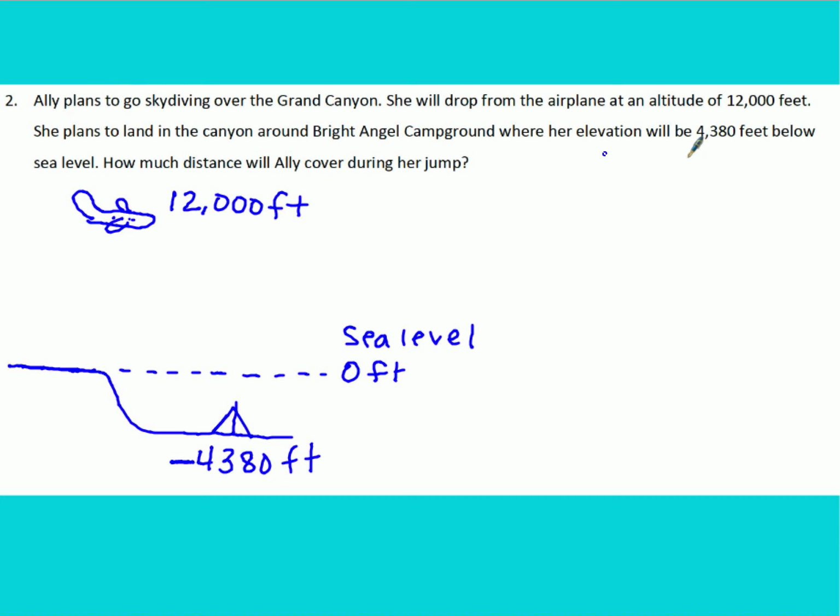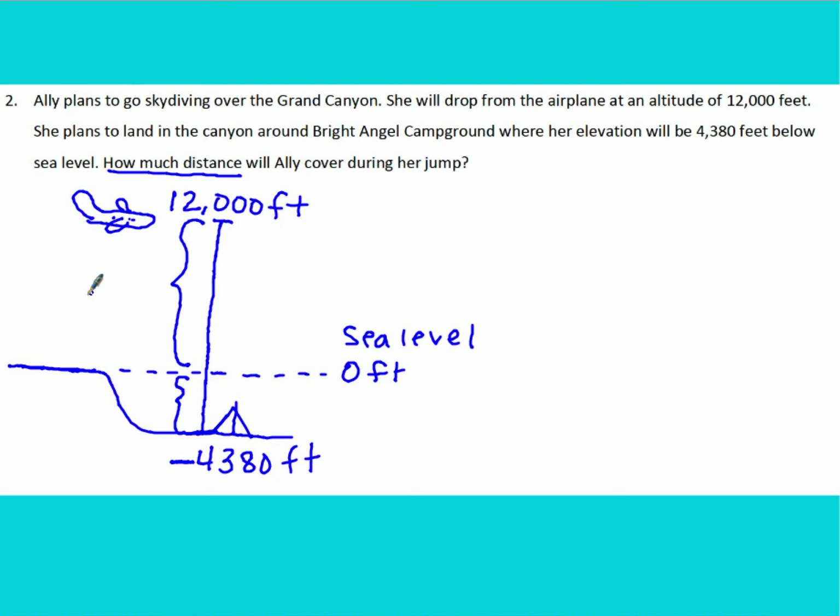So the question then says, how much distance will Allie cover during her jump? So if she's jumping out of the plane all the way up here, her jump's going to go all the way from here, hit sea level, but then she's going to keep going because she wants to land at the campground. So we need to figure out how much is this distance from the sky where she jumps all the way to sea level, plus that distance from sea level to where she's going to land below sea level. So there's two ways to do this problem. We could add these two sections together.